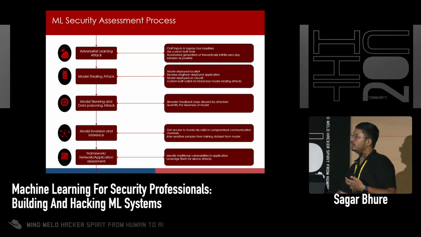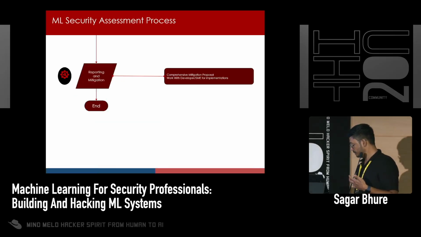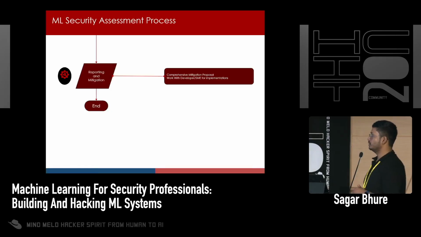Okay, with that, at the end, reporting and mitigation. Whatever work we have done, just like we do threat modeling assessment in software applications, the add-on is assessing it against the OWASP ML top 10 project, reporting and mitigating our findings, making comprehensive mitigation proposals, and working with SMEs or the machine learning engineers based on the implementations to fix those.